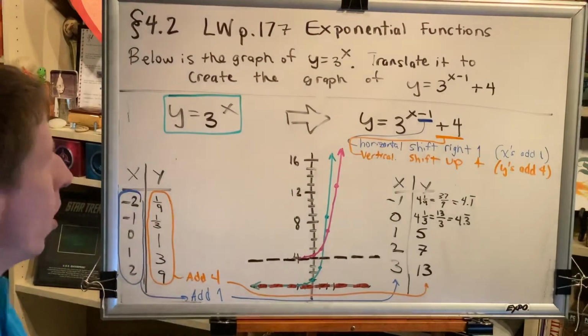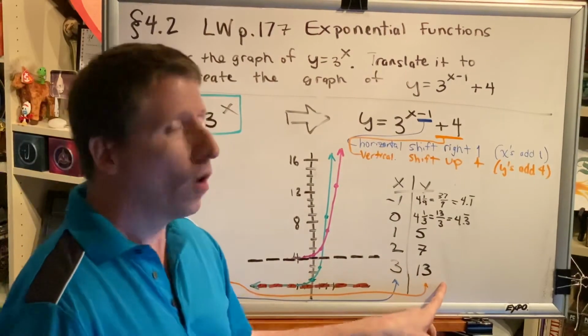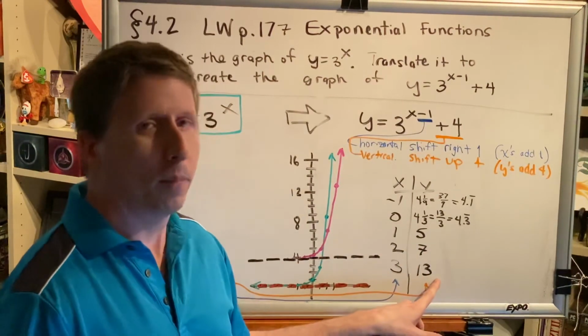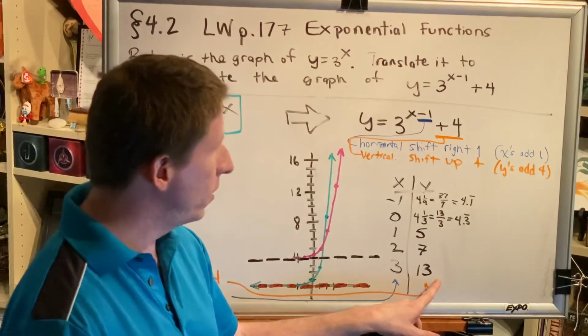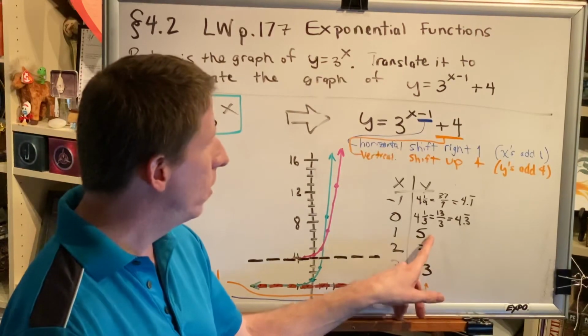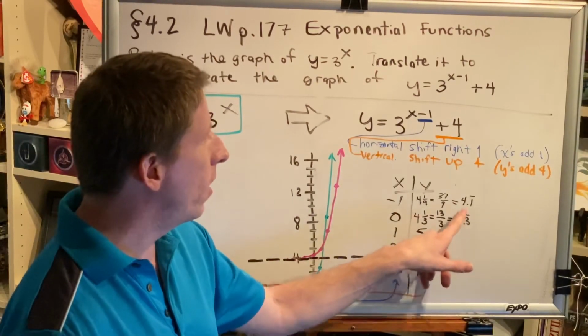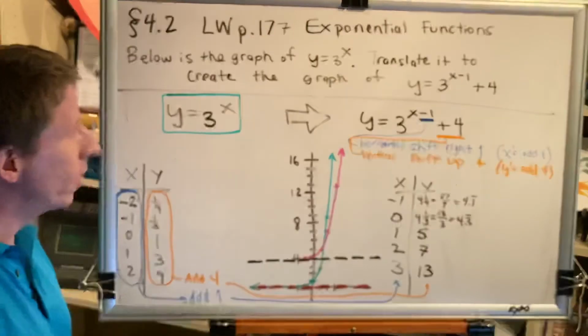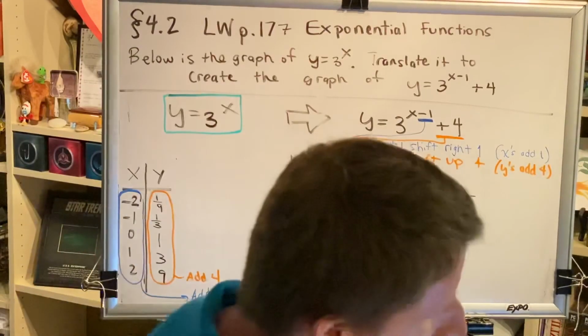Okay, notice that you can also see this happening in the y values. As we go up the chart, we're getting smaller and smaller, but closer and closer to 4, and we'll never reach it. 13, 7, 5, 4.3 repeating, 4.1 repeating, and so on, getting closer and closer and closer to, but never reaching 4.